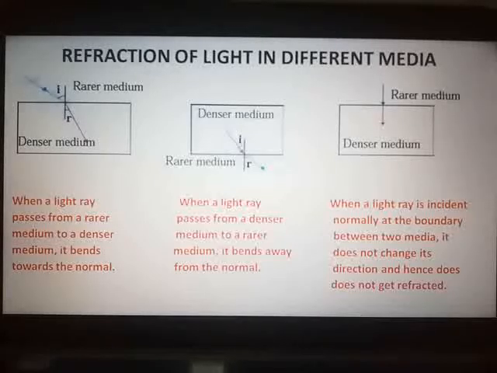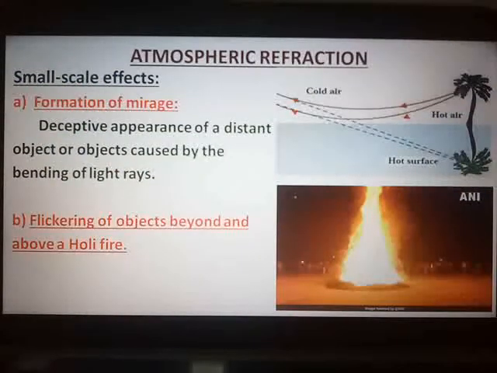Our next topic is about the local, that is small scale, and large scale effects of atmospheric refraction. And the first is about the formation of a mirage. Now if you see on page number 76, the Can You Tell activity they have removed from the syllabus. So in that activity they have mentioned mirage and all. So most probably this question won't be asked in the exam, but just for your knowledge, we will study about the small scale effects. One is the formation of mirage.